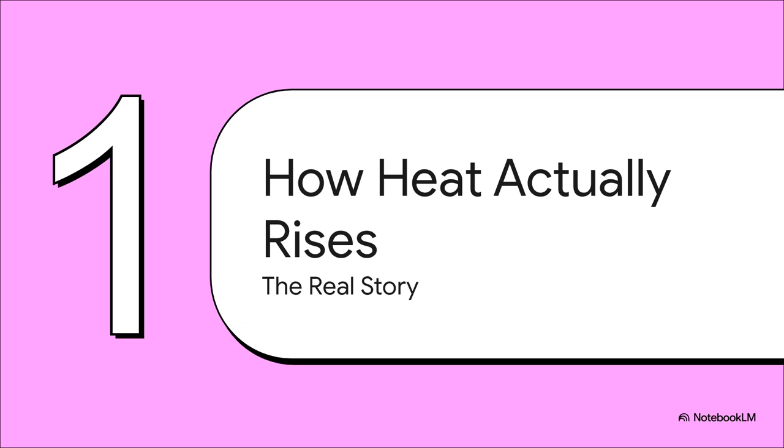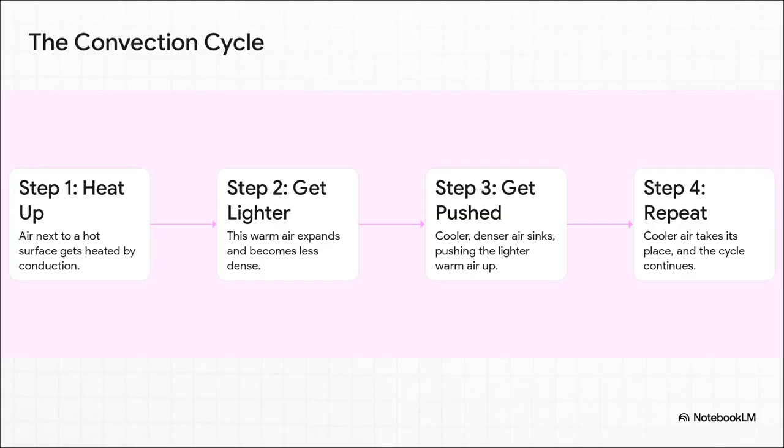We have this common saying, heat rises. But the real story is, well, a bit more interesting than that. Okay, so picture this. Let's use a hot boiled egg as our example. First, the air molecules touching the surface of the egg get hot, right? That's just direct contact, or conduction. Now, as those air molecules heat up, they start to zip around, expand, and become less dense. Think of it like a crowded room where everyone suddenly needs more personal space. This little pocket of warm air is now lighter than the cooler, denser air around it.